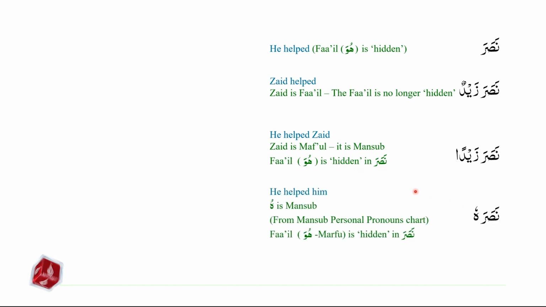Nasarahu, he helped him. Nasara, he helped. Nasara has the fi'l and the fa'il huwa is hidden in nasara. This hu is the mansoob personal pronoun. Hu is from the mansoob personal pronouns chart and nasarahu means he helped him. In this case, huwa is the fa'il and hu is the maf'ul. Hu is mansoob. Please also notice that the pesh on hu is written as an inverted pesh.